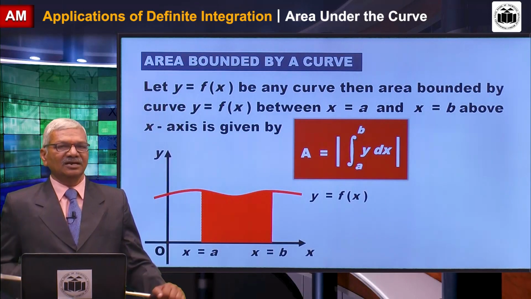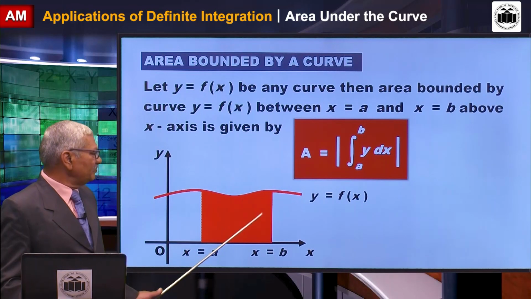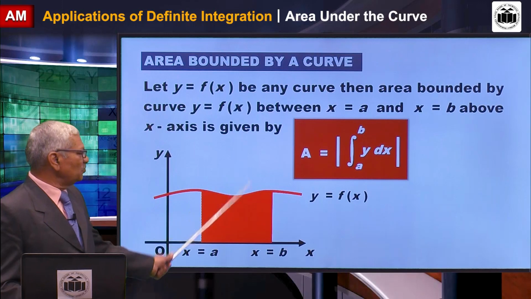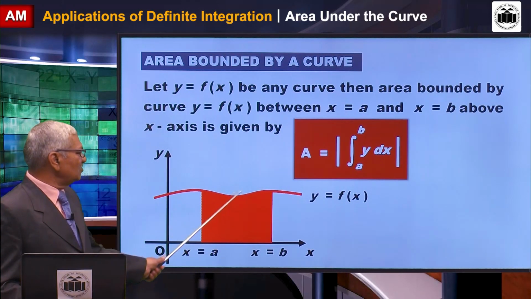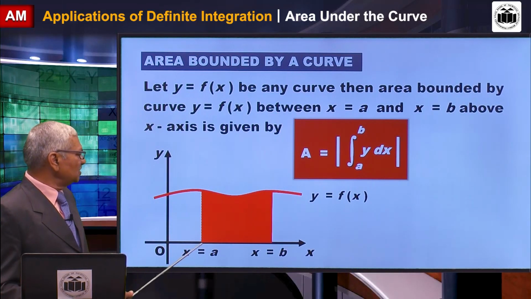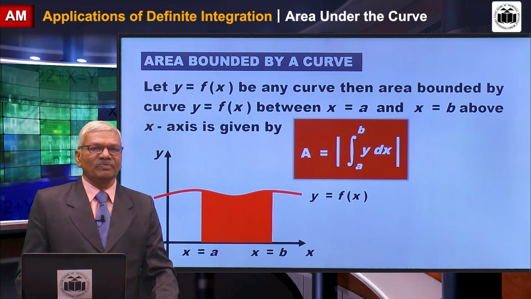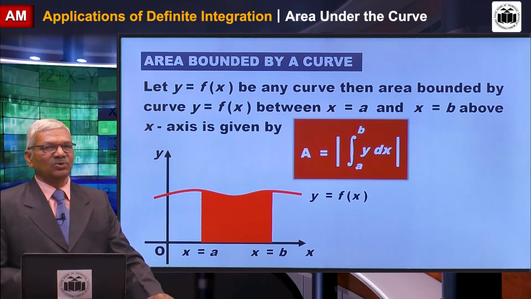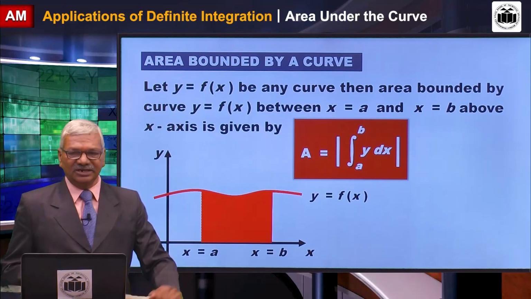See, here the diagram is, the curve is y equals f(x) shown in the diagram, x equals a is a line parallel to the y-axis, x equals b is a line parallel to the y-axis. Then this is the region bounded by the curve y equals f(x) between x equals a and x equals b. The region is shown by the red color, whose area is to be found out. And this area will be found by the formula integration a to b y dx. Is it clear?